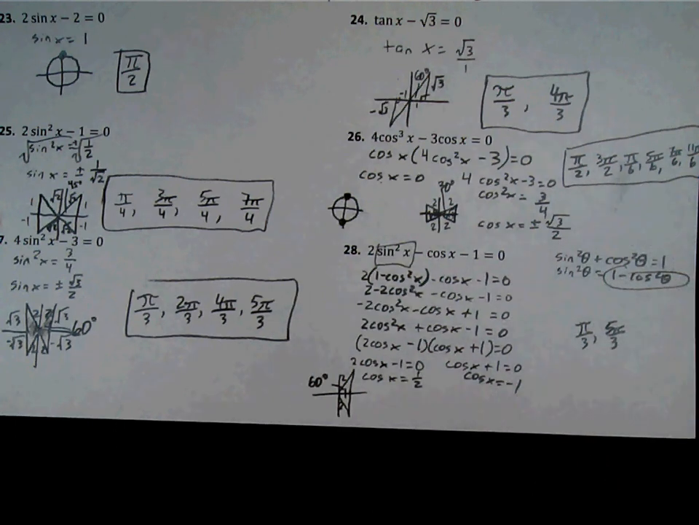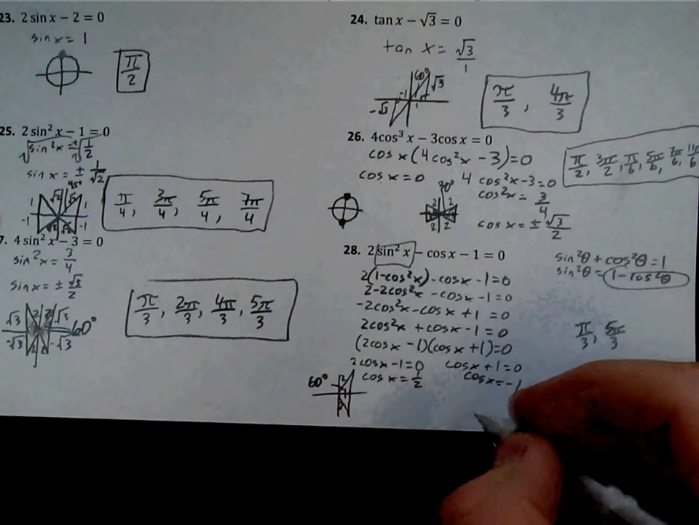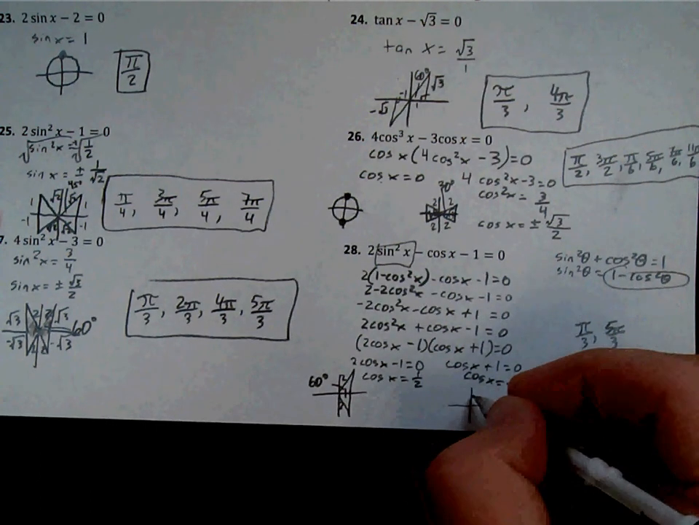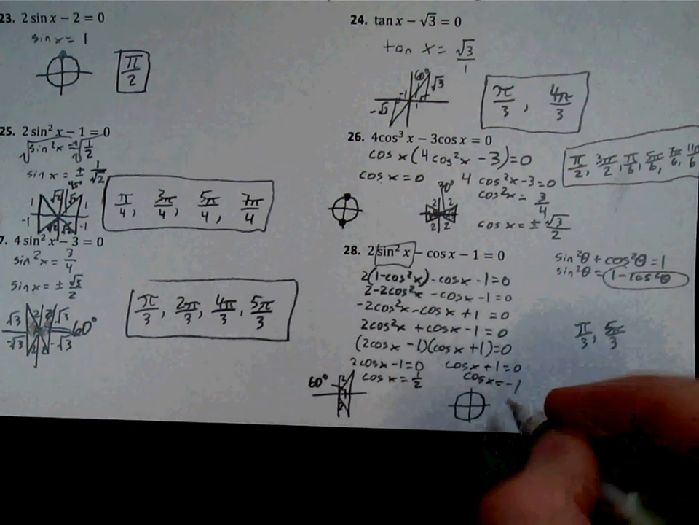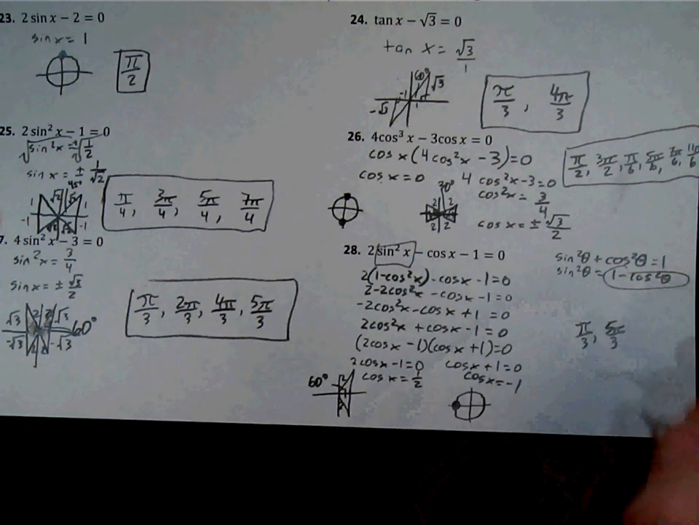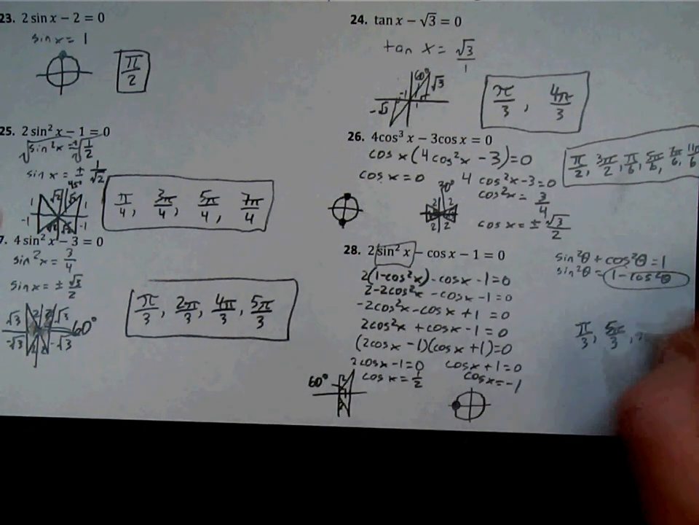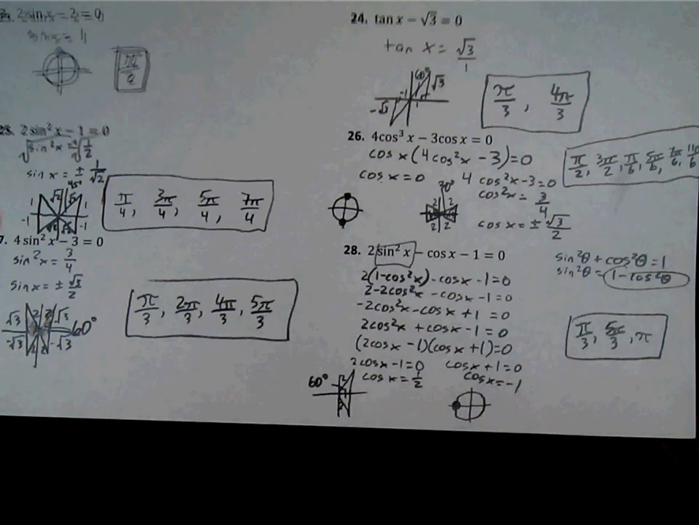Let's look at the second problem. We're going to have a quadrantal here, so draw your unit circle. Cosine is the x value. Think where the x value is negative 1. That occurs over here at 180 degrees, which is pi. There are the answers to that one.